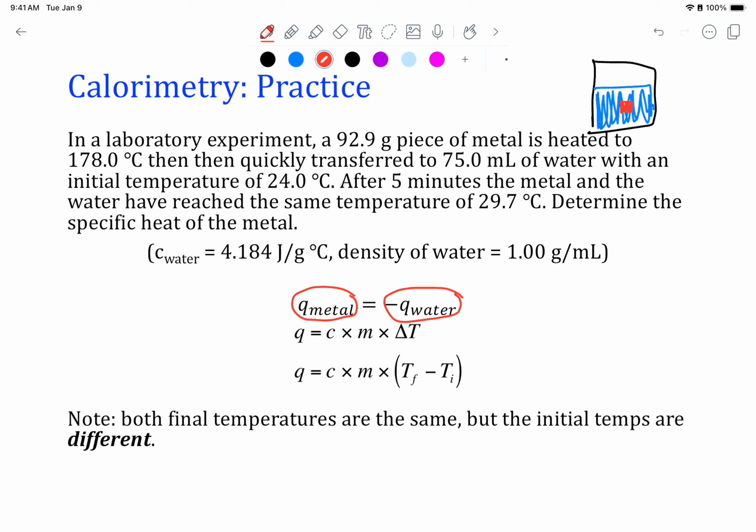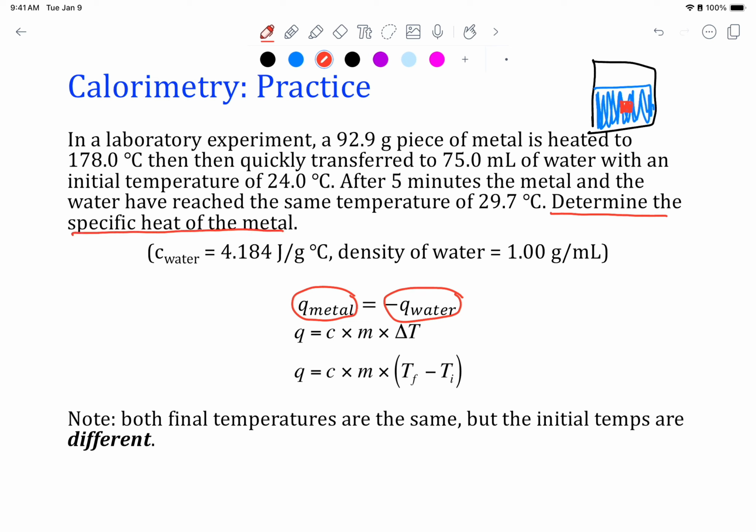So in our example here, a 92.9 gram piece of metal is heated to 178 degrees Celsius, and then it's quickly transferred to 75 milliliters of water with an initial temperature of 24 degrees Celsius. So the water has an initial temperature of 24 degrees C, and the metal has an initial temperature of 178 degrees C. After 5 minutes, the metal and the water are going to reach the same temperature. They're going to come to an equilibrium, and that temperature is 29.7 degrees C. What we want to do is determine the specific heat of the metal.